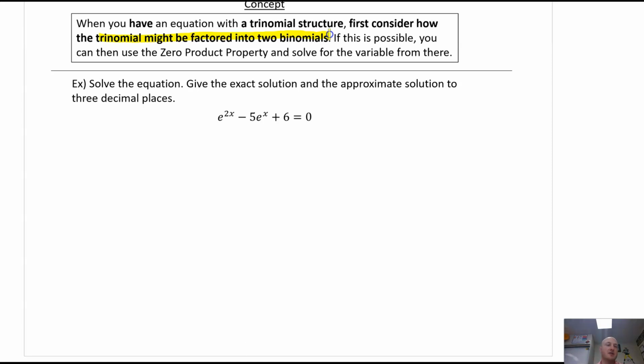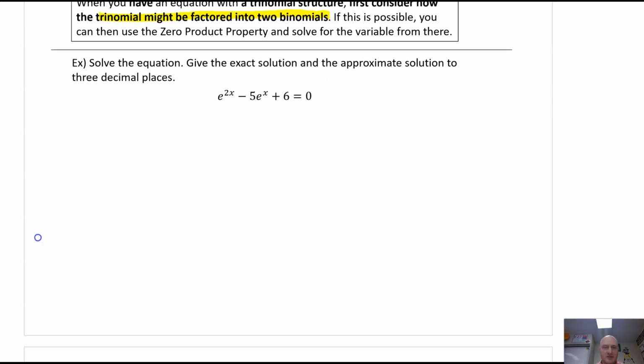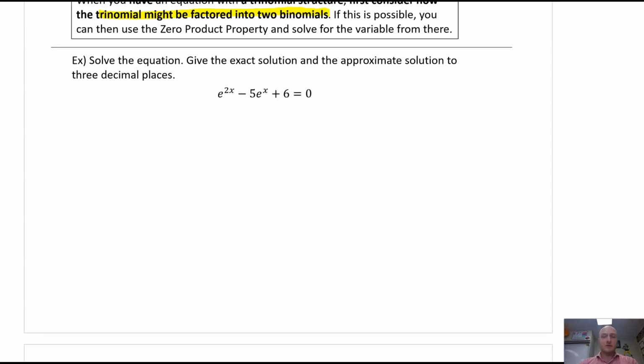So here we're asked to solve this equation, and note that it is very, very different looking. But I want you to see the structure. I want you to think x squared minus 5x plus 6 is equal to 0. If you went ahead and factored this, this would be x minus 3, x minus 2 is equal to 0, right? I think, okay, what factors of positive 6 give me a negative 5, and that is negative 3, negative 2.